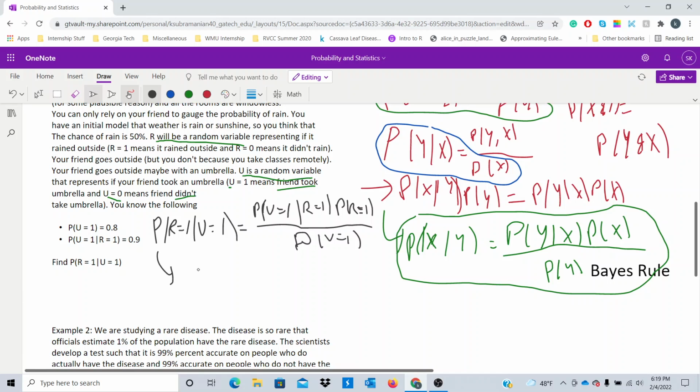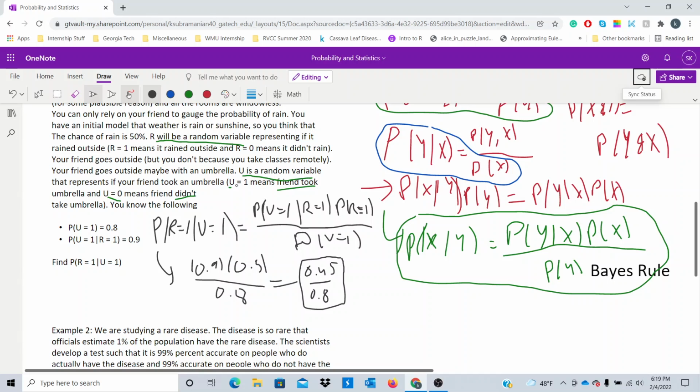So this is going to be simply 0.9, multiplied by the probability that R equals 1. That will be 0.5 because we assume a 50-50 chance. And the probability that your friend takes an umbrella is 0.8. So this is our probability that it rains given that your friend took an umbrella. So this will be 0.45 divided by 0.8. You can punch this into a calculator and that should give you the probability. So this is our answer for the probability that it rains given that your friend took an umbrella.